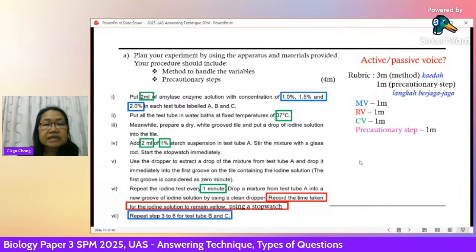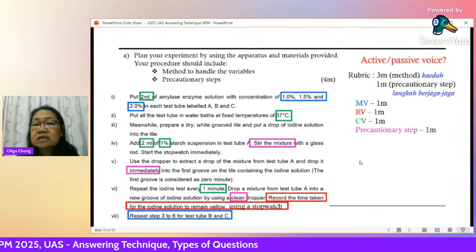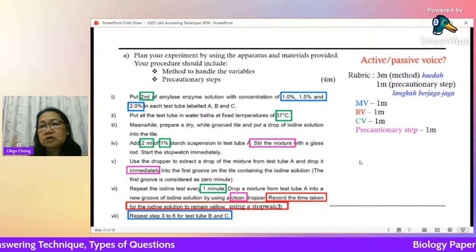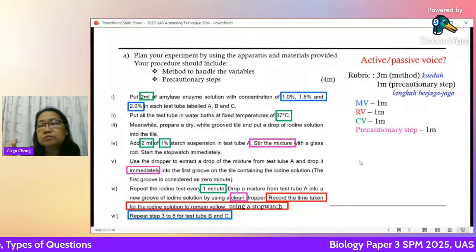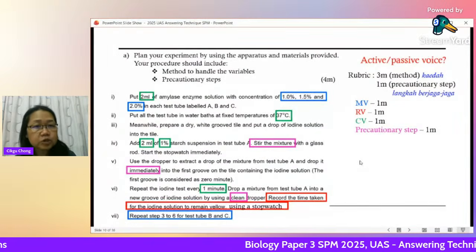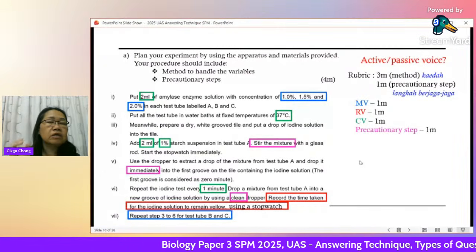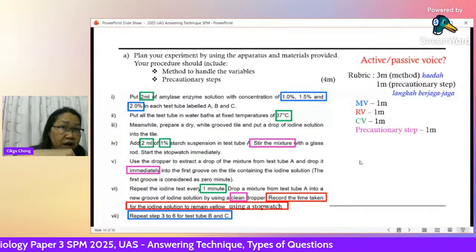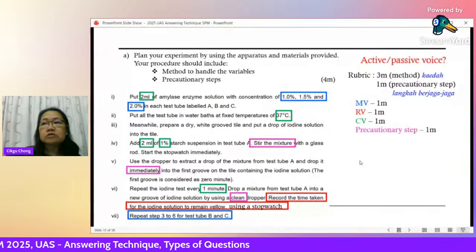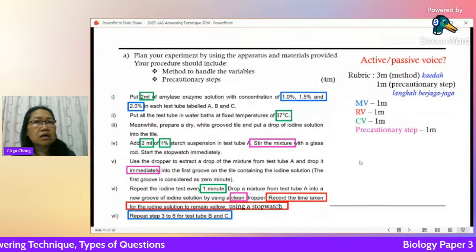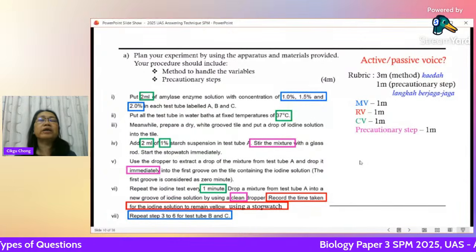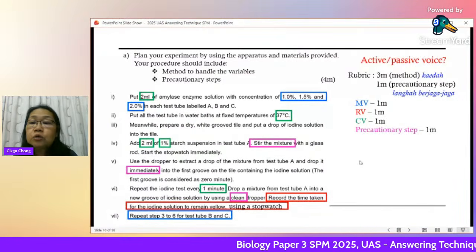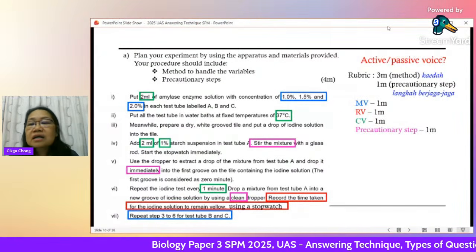Okay, the precautionary step is here. You have to stir the mixture. Make sure your enzyme and your substrate are properly mixed when you pour into your test tube. Then immediately, once you pour inside, take a dropper and extract 1 drop of it to test whether there is starch inside, whether the color of the iodine is dark blue or not.